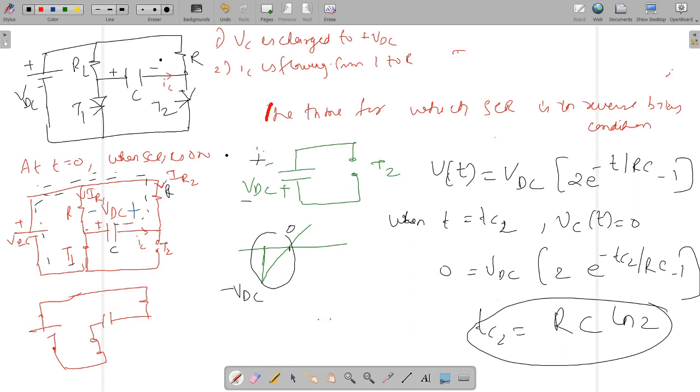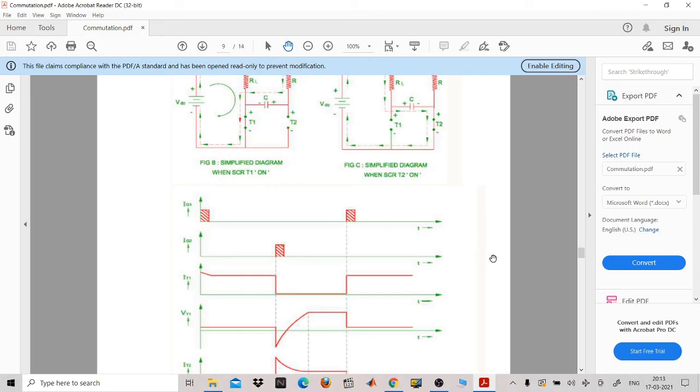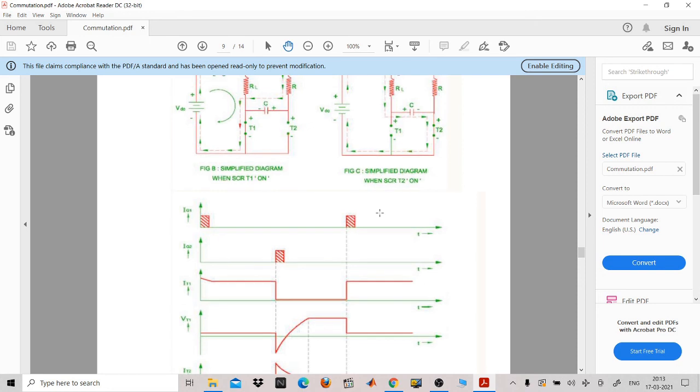So now if you want to make your T1 off, then you will have to do what? You will have to just provide a gate pulse to T2, and in this way you can make your SCR T1 off. So this is the complementary commutation. It means that if you want to turn off T1, then you will have to apply a gate pulse to T2. If you want to turn off T2, then you will have to apply the gate pulse to T1. So now we will try to understand the waveforms related to the class C commutation.